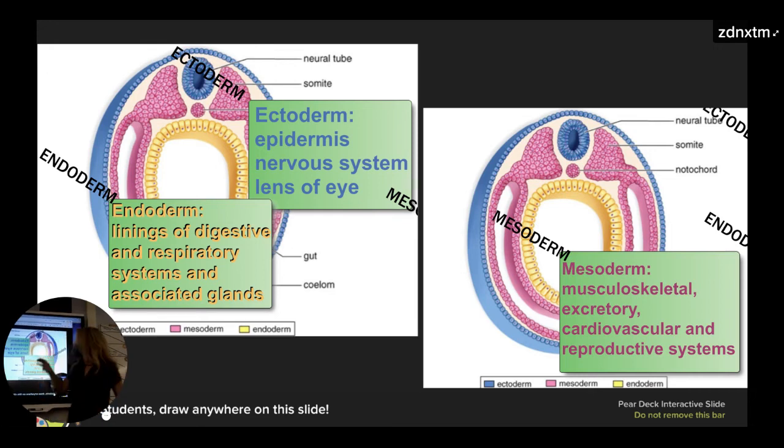The endoderm, remember the archenteron, that inner cavity is your gut tube. So what systems can I access through my mouth here? Digestive and respiratory. Everything else, like musculoskeletal and all of those others, have to come from the mesoderm. Right? You okay with that?